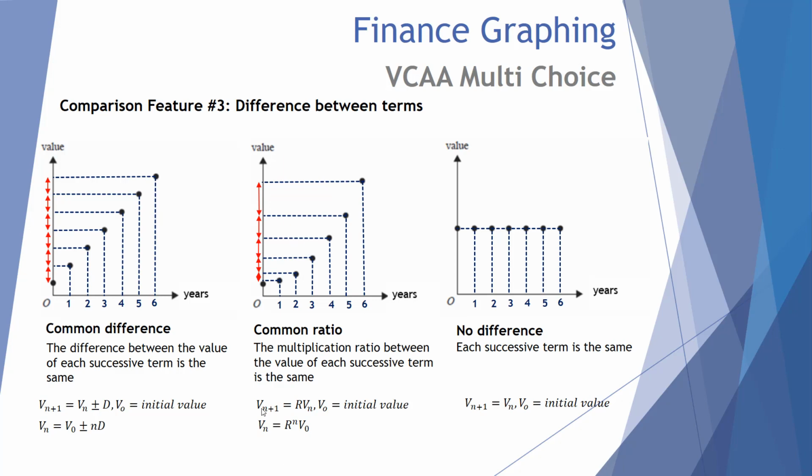So our recurrence relation states that to calculate the next term in the sequence, we take our current term and we multiply it by a factor or a ratio. And of course, we can predict the value of the nth term by taking our initial value and multiplying it by the factor to the power of n, where n is the number of years. And finally, we have no difference at all, whereby each successive term is exactly the same.